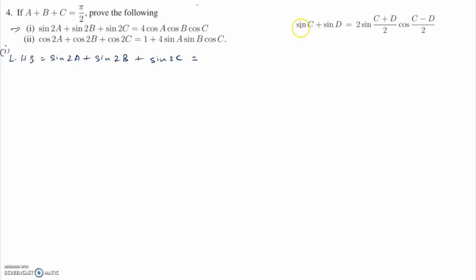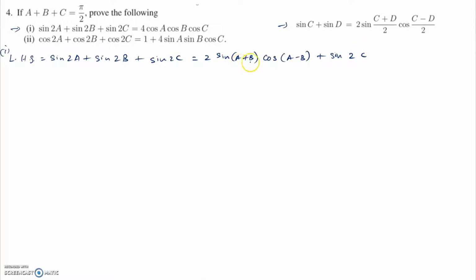Now, let us apply this formula, which is sin c plus sin d, onto the first two expressions here. So, this will become 2 times sin of c plus d by 2, which will be 2a plus 2b divided by 2, which will become a plus b, and c minus d by 2 will be 2a minus 2b divided by 2, which will become cos of a minus b, plus sin 2c.